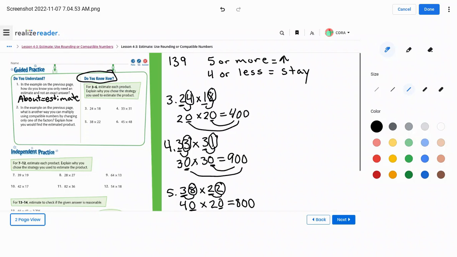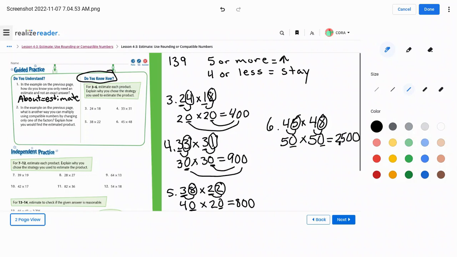All right, last one. Number 6, we have 45 times 48. 5 is our bossy neighbor. 8 is our bossy neighbor. Over here, this 5 is going to tell the 4 to go up. So it becomes a 5 with a 0. Here, this 8 tells the 4 to go up. So it's going to become a 5. Put my 0. Ignore my zeros for a minute. 5 times 5 is 25. And then put my zeros back on. So my answer would be 2,500.